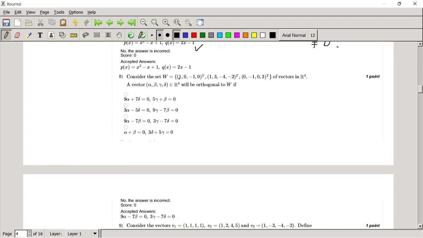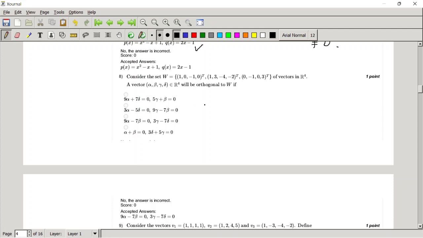So consider the set W equal to the given three vectors in R power 4. So a vector alpha, beta, gamma, delta will be orthogonal to W if we have to check the two equalities. We say a vector is orthogonal to a subspace if it is orthogonal to each vector in the basis of that corresponding subspace. Actually here it is not a subspace, it is just a set. So the given vector alpha, beta, gamma, delta has to be orthogonal to each and every vector in the set W.